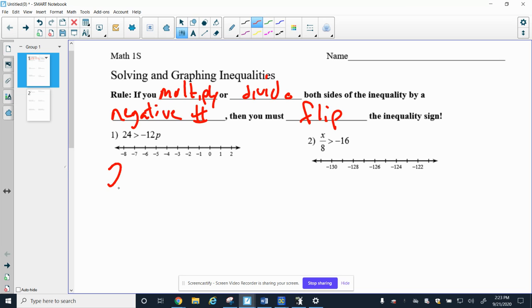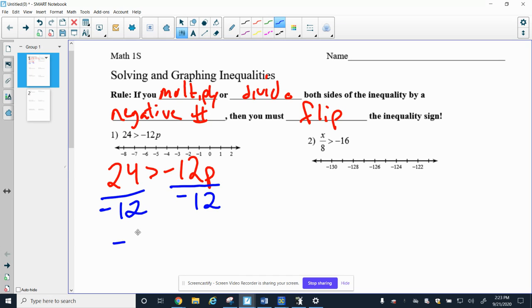Okay, so we have 24 greater than negative 12p. Well, we want to solve for p, okay, which is back here. So in order to get p by itself, we would have to divide both sides by negative 12. So we do 24 divided by negative 12, that's negative 2. And then again, our special rule, we divided by a negative. So this was a greater than, it's going to become a less than p.